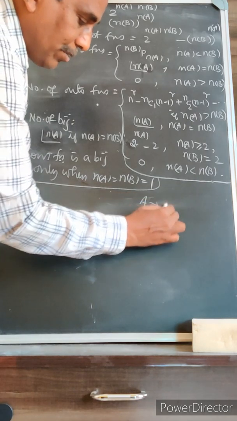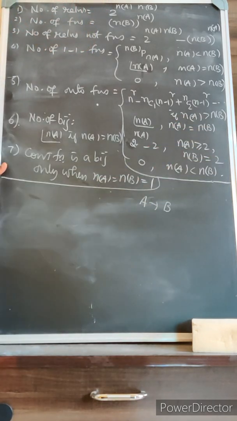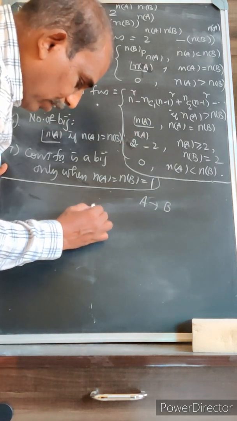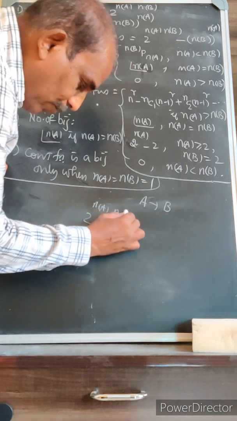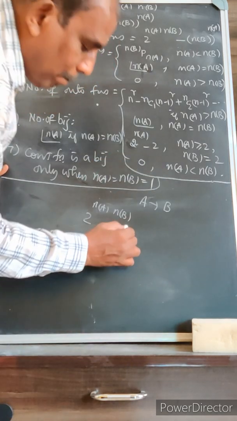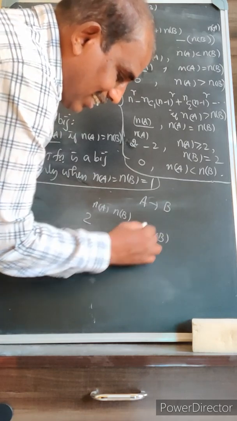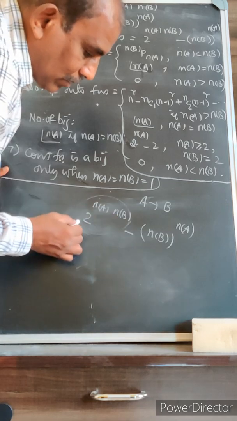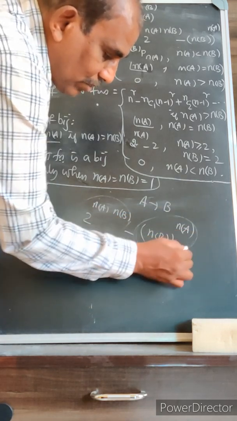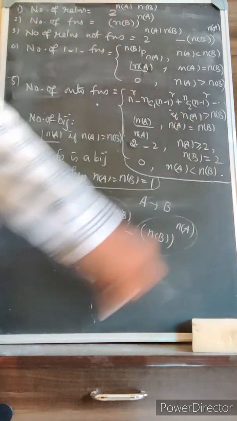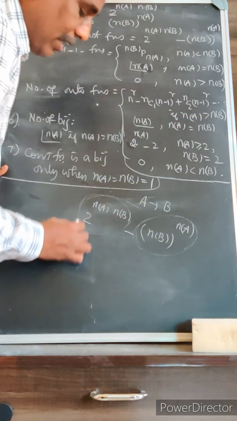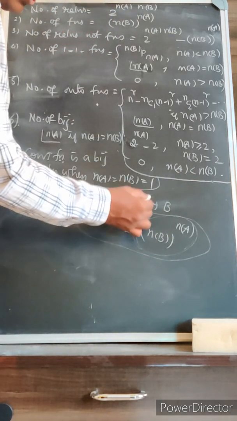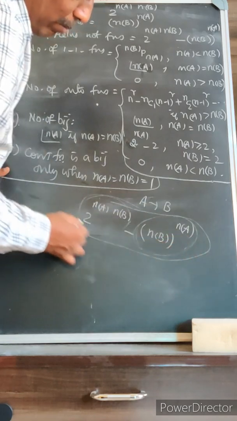From A to B, how many relations can exist which are not functions? The total number of relations is 2 to the power of n(A) into n(B), minus the total number of functions, n(B) to the power of n(A). So total relations minus total functions. From total relations, if you subtract the total number of functions, the remaining are only relations but not functions. Therefore, the number of relations which are not functions is given by this one.